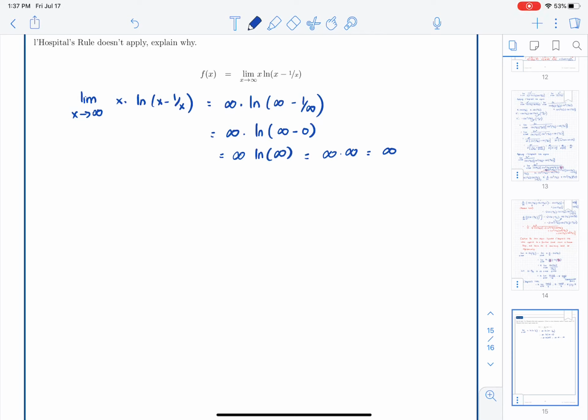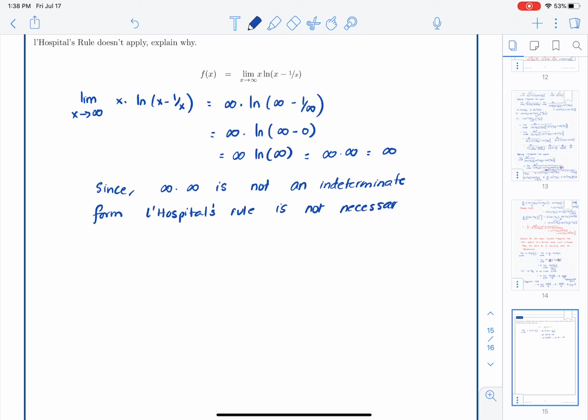0 times infinity is an indeterminate form. Infinity times infinity is not. So in this particular problem, since infinity times infinity is not an indeterminate form, L'Hopital's rule is not necessary.